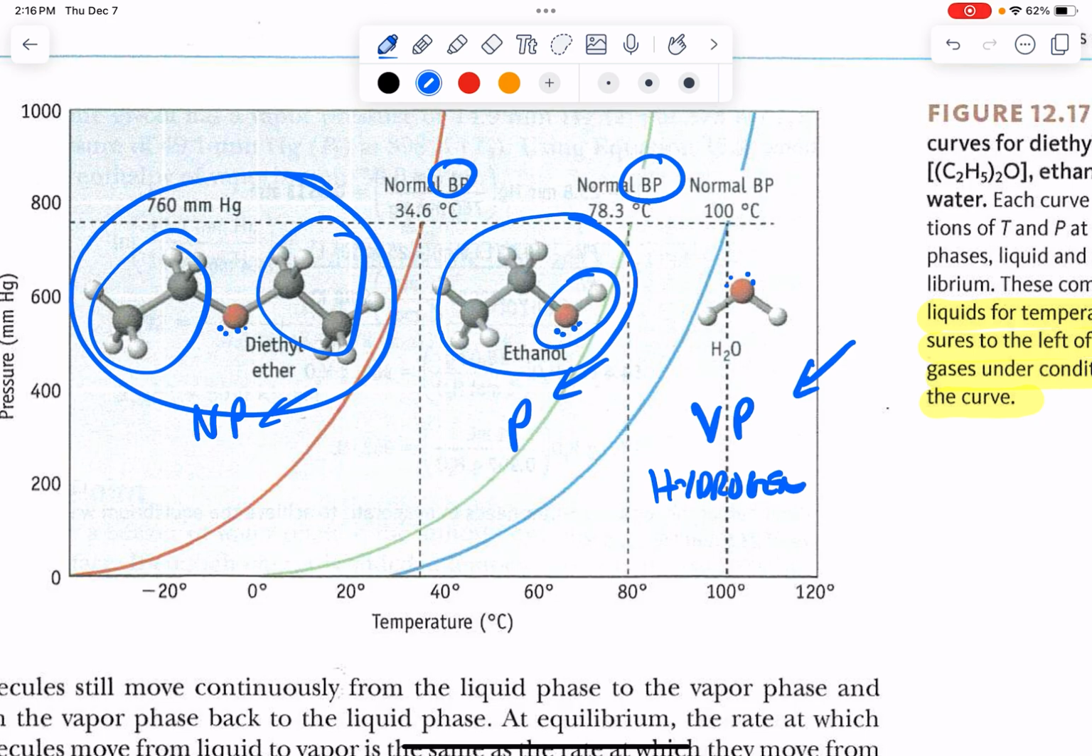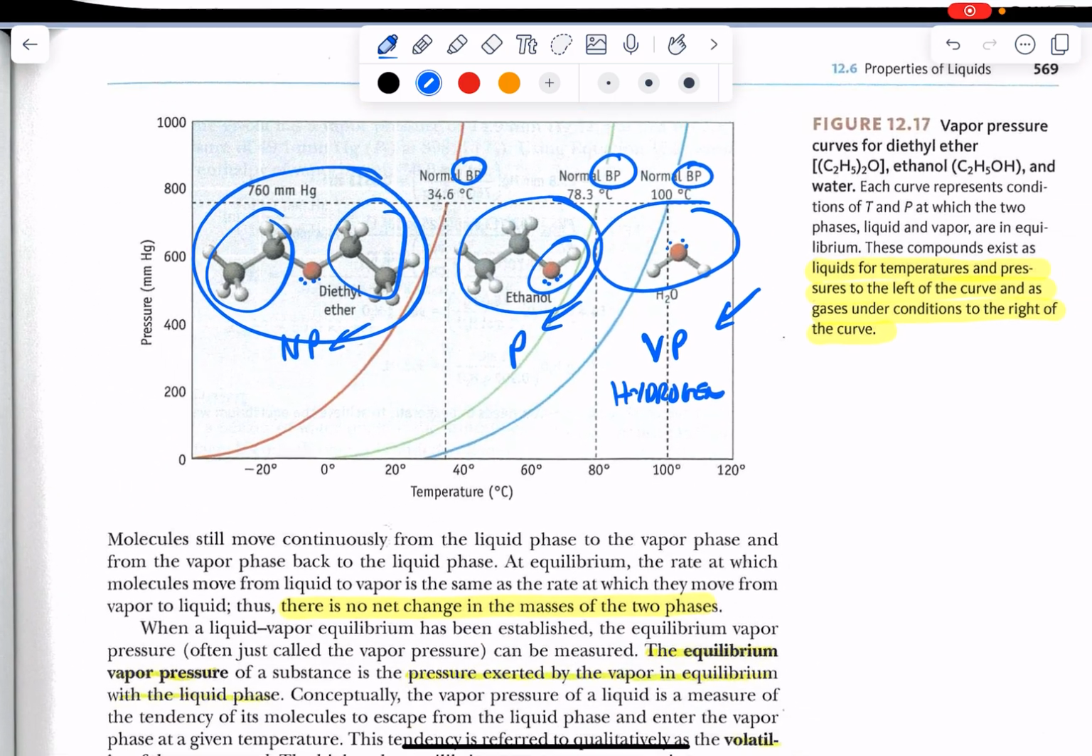And it's going to take even more energy, and therefore you're going to have a higher boiling point for water, because these molecules have that hydrogen bonding and very strong dipole-dipole interactions, and it's going to take even more energy to separate them so they can go into the vapor state.